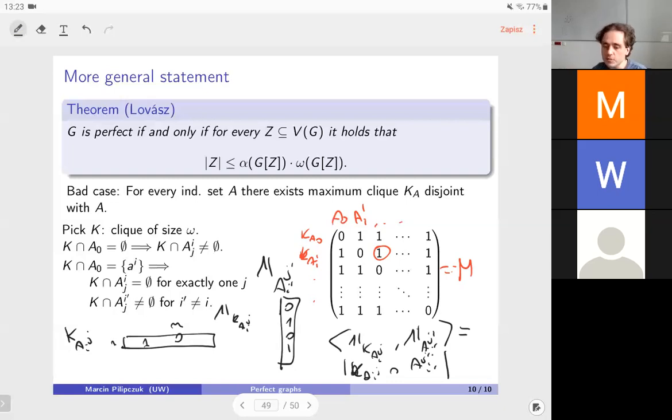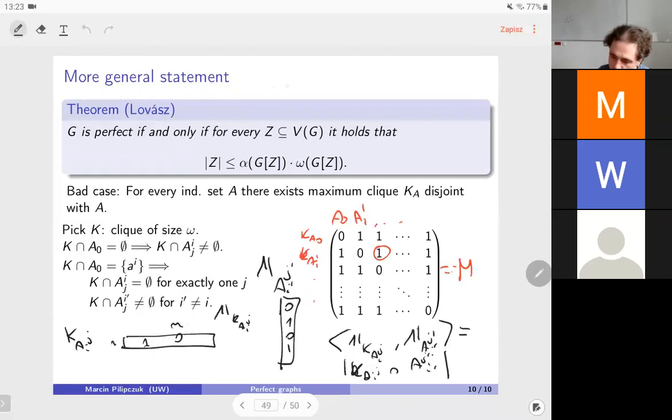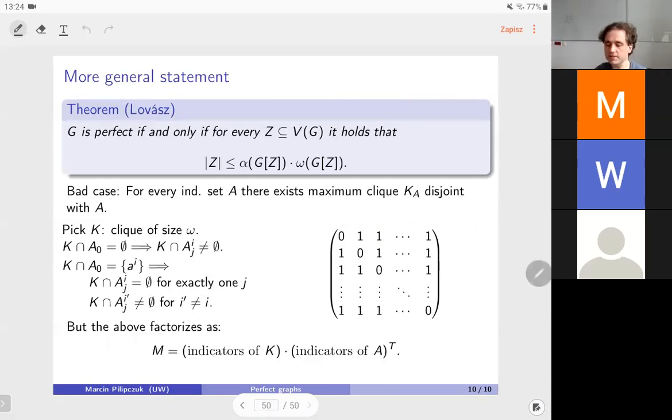So what I'm saying is that if you make a matrix whose rows are the indicator vectors of the K A_i's, and multiply it by a matrix whose columns are the indicator vectors of the A's, that is, the transpose, this will be the matrix M. If you multiply these matrices, then in every cell you get the size of the intersection. So this matrix factorizes like this.